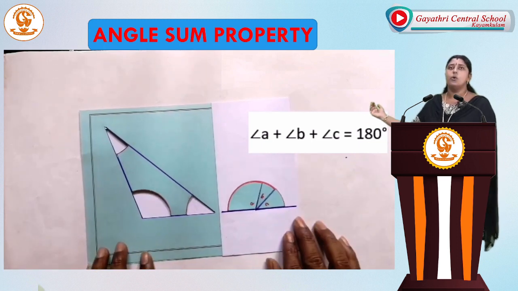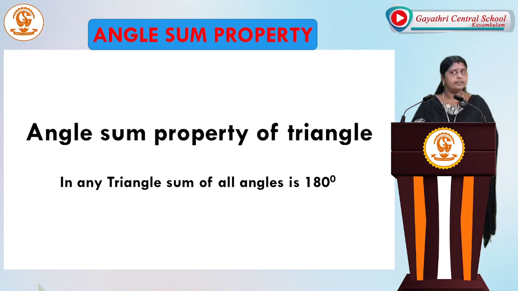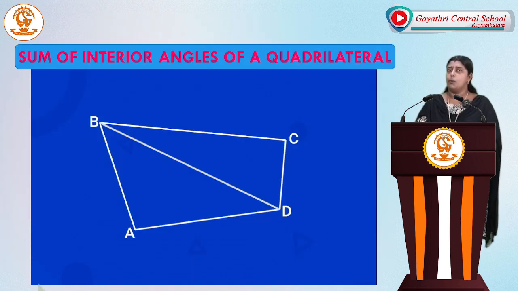So what is the sum of the three angles of a triangle? That is 180 degrees. Very good. That is the angle sum property of a triangle. In any triangle, the sum of all angles is 180 degrees. That is the angle sum property of a triangle.